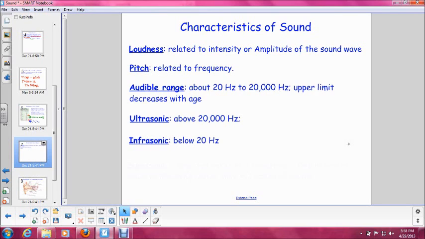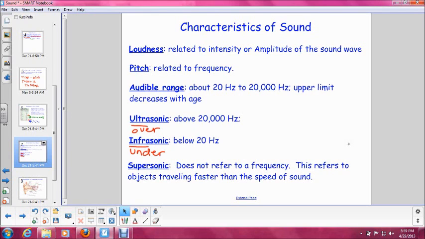The opposite of that is infrasonic. I don't know if you know this, but ultra means over and infra means under. So infrasonic is any frequency below 20 hertz. If somebody comes over to the table you're sitting at and shakes it, and you can feel that vibration but you don't hear it, that is an infrasonic wave. It's something below 20 hertz, so we cannot hear it, but you can feel it. The vibrations are there.